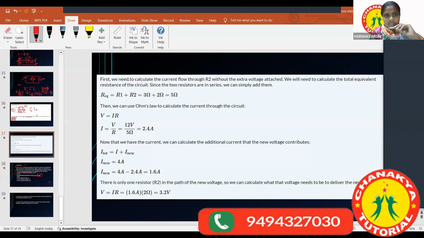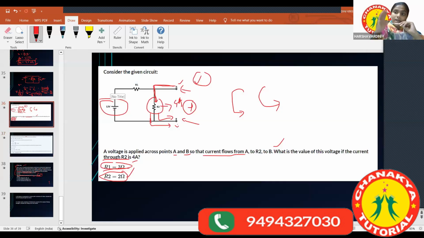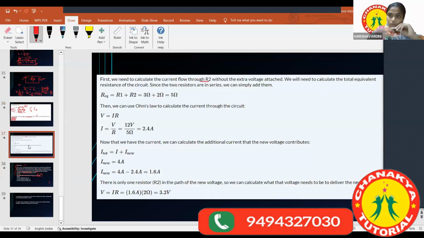First they are calculating the current flow through R2 without the extra voltage attached. What is the extra voltage? That is the voltage other than this 12 volts that is already there. The extra voltage is what we give through A and B. That is the very first line of the question: a voltage is applied across A and B, in addition to the 12 volts. So first we have to exclude that. Don't consider the external voltage for now. First we will calculate the current that is already present, the current flow through R2 without the extra voltage.